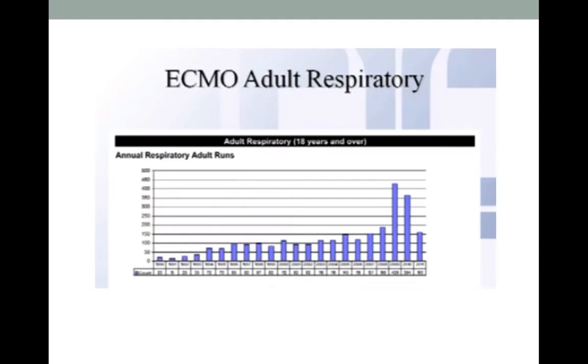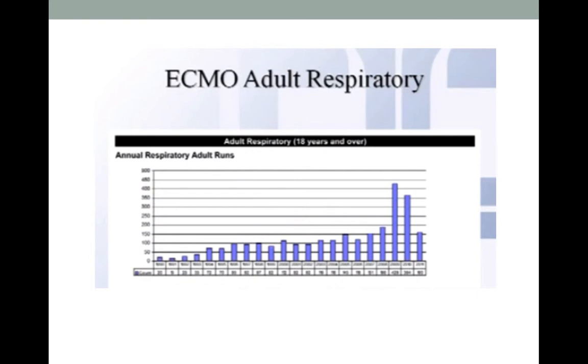This is from the ELSO Registry, the Extracorporeal Life Support Organization. They've been around since 1989, and they gather data on the use, complications, and outcomes from all patients supported with ECMO from 170 member centers. They have data on more than 45,000 patients worldwide who have been reported to the registry, and this includes 27,000 newborns, 9,000 children, and 2,500 adults.